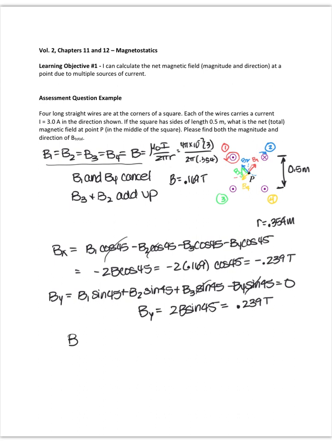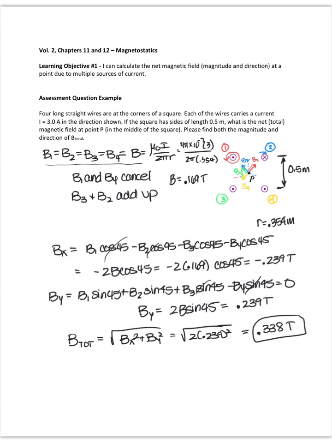So now I can find the total magnitude, which is the square root of Bx squared plus By squared. So it's going to be the square root of 2 times 0.239 squared, because each of the components are the same. That's kind of easy for this one. So my total magnitude is 0.338 Tesla. That's my magnitude. My direction, I'm just going to do it as a way to remind you of our method.